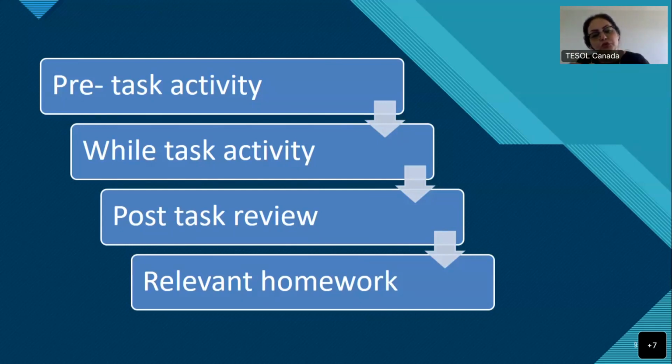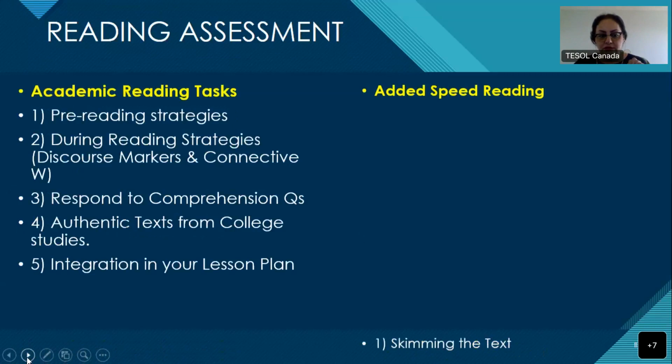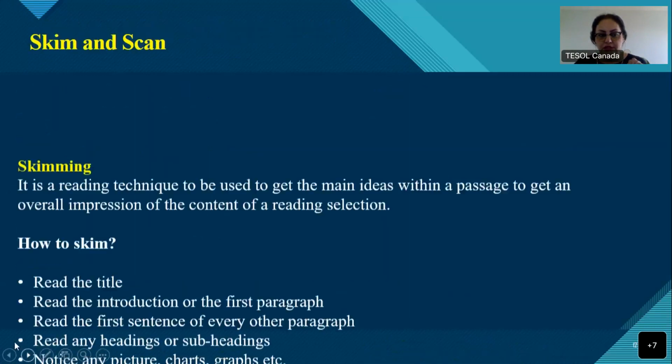Then we get to while task activity, which is practicing. There are two approaches for reading: skimming and scanning. In while, we ask a student first to skim the text and then scan. What's the difference between skimming and scanning?